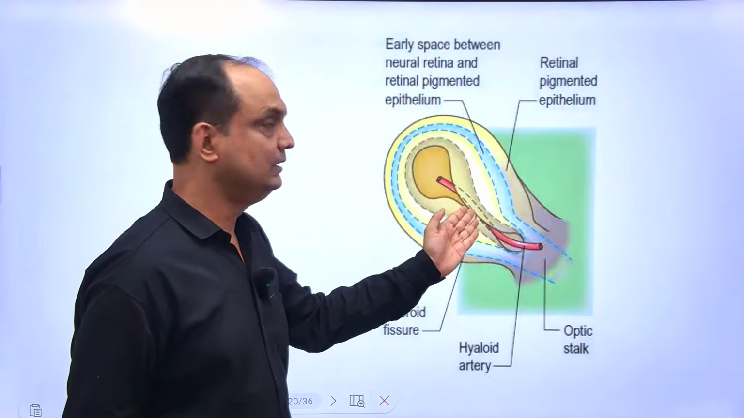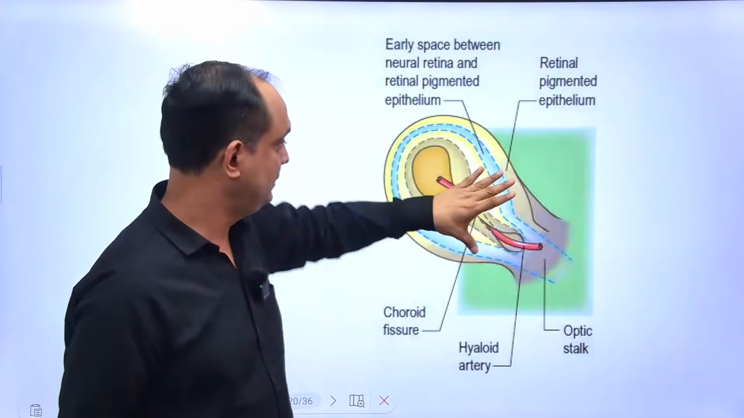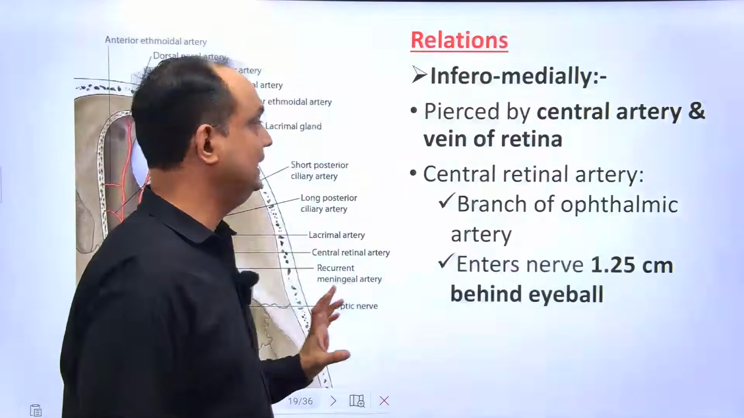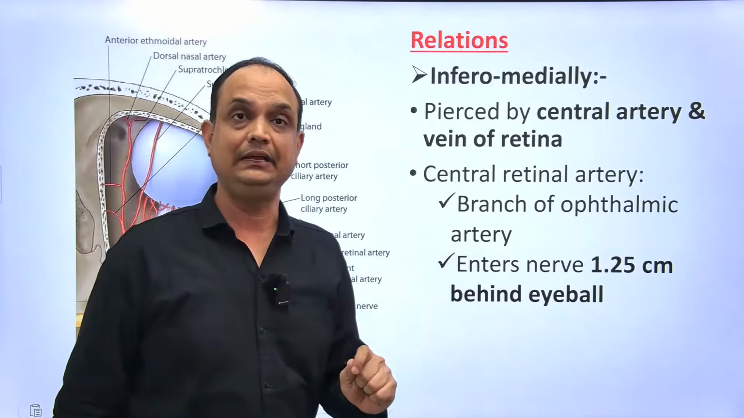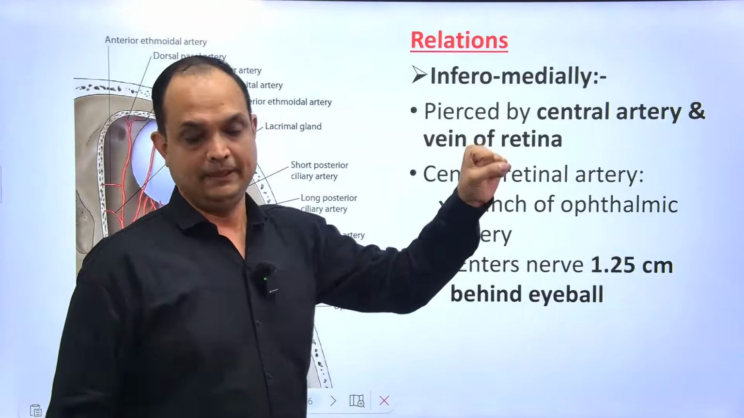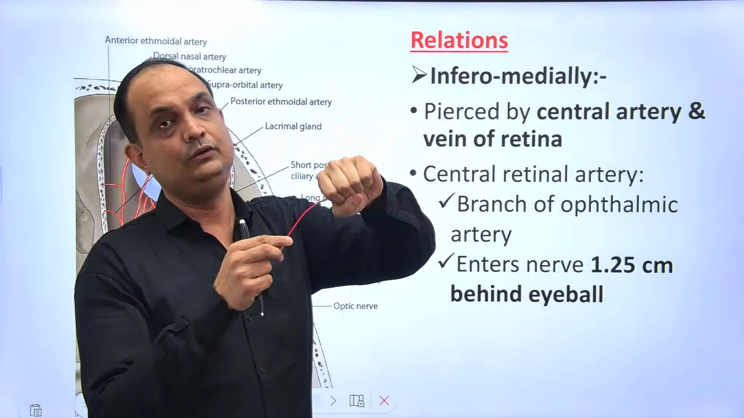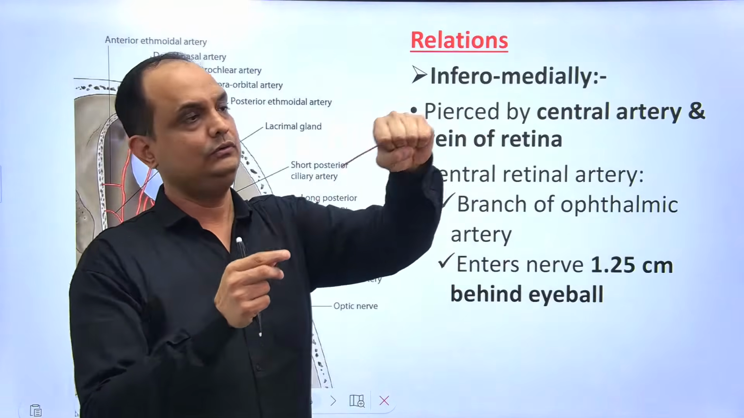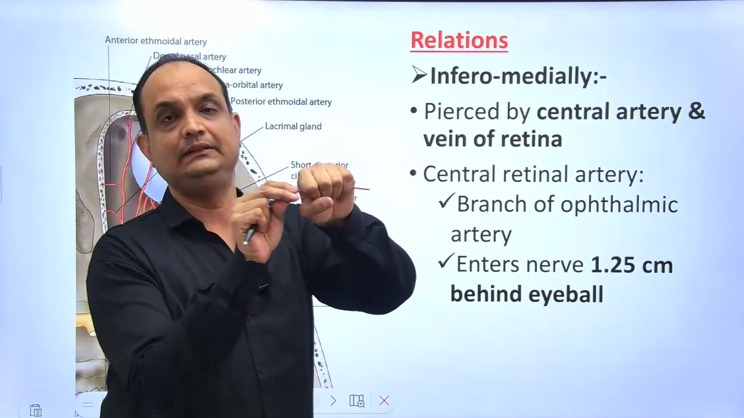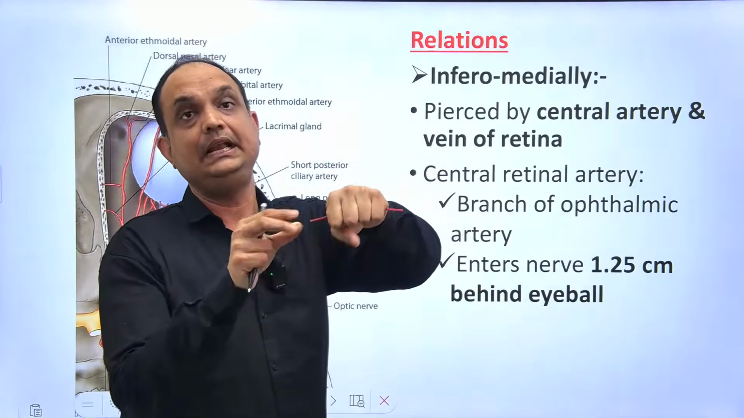In this area, the hyaloid artery invaginates, and later on this groove will close. So when you see the adult eye, when you are dissecting, we use the word pierce because the artery is entering into the nerve. So you can use the word pierce, that the artery is piercing, but actually it is not piercing. Developmentally it is entrapped.